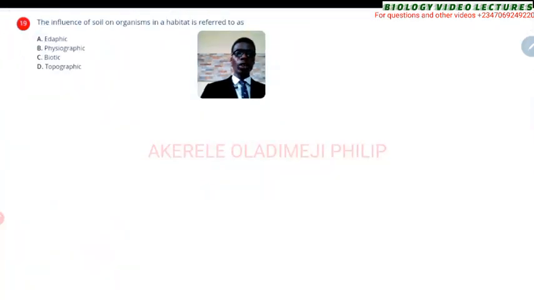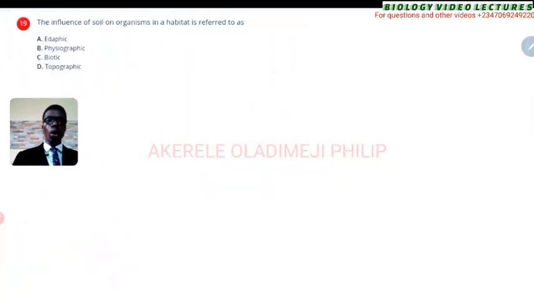The influence of soil on organisms in a habitat is referred to as edaphic. Yes, edaphic factor is what affects when you just refer to soil. It's edaphic factor basically. All right, now please, lithosphere talks about the hard part, which includes soil, rock, any other thing. But when you just talk about soil alone, that's edaphic factor.